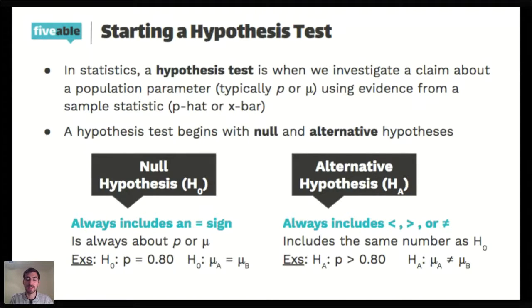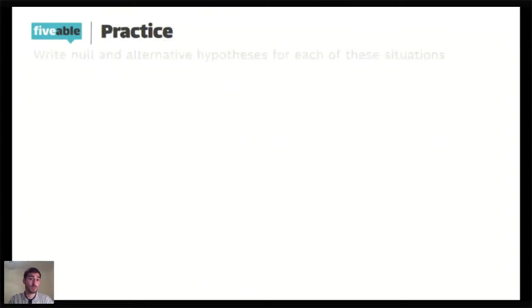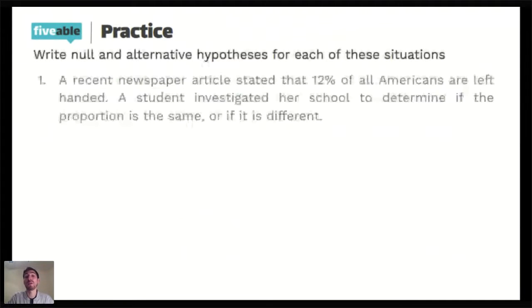We're always making some kind of decision about an entire population. So we'll use P hat and X bar to help run the test, but not for the hypotheses. So for example, if we see a situation asking us, a recent newspaper article stated 12% of all Americans are left-handed. A student investigated her school to determine if the proportion is the same or if it is different.